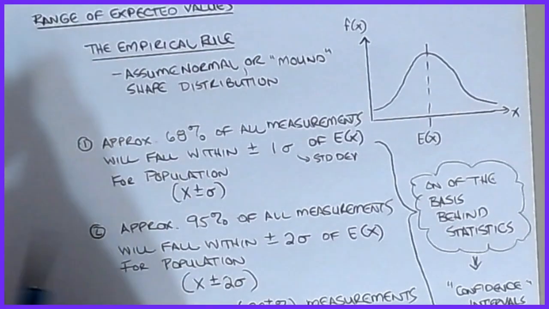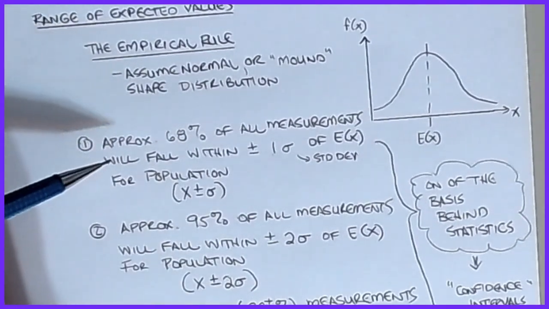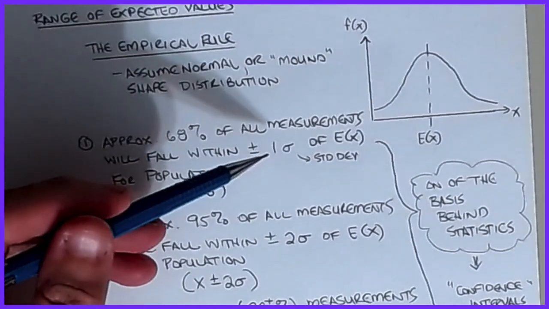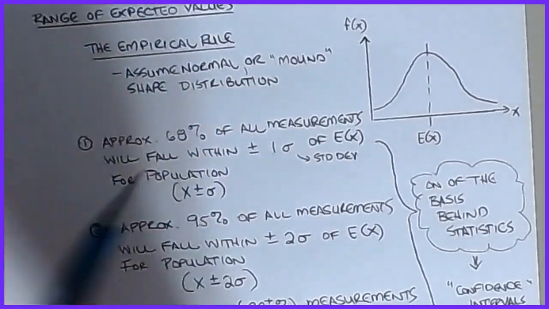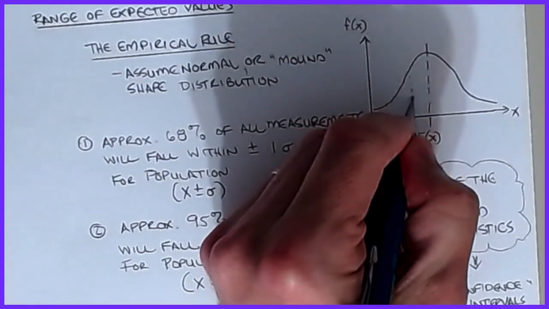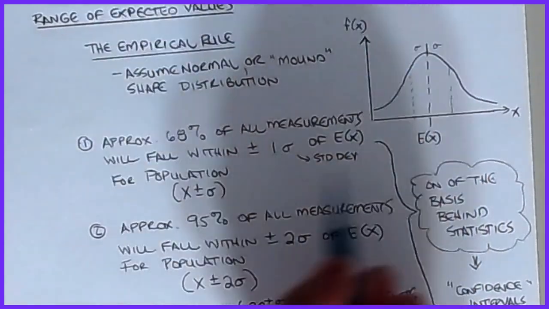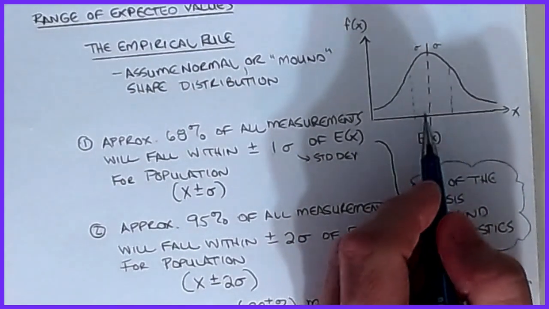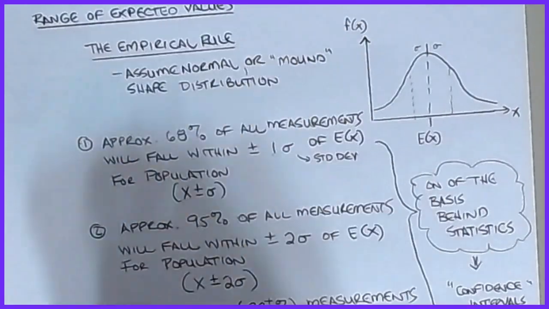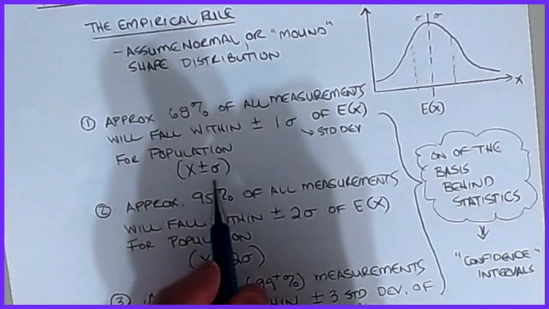For now, there are three little facts that go with the empirical rule. The first one says that approximately 68% of all measurements will fall within plus or minus one standard deviation of E of X, the expected value. If I draw a line here and a line here such that that distance is sigma, a width of 2 sigma centered at E, then 68% of all of the data in the population will fall within that range. That's kind of cool. So that's x plus or minus sigma.